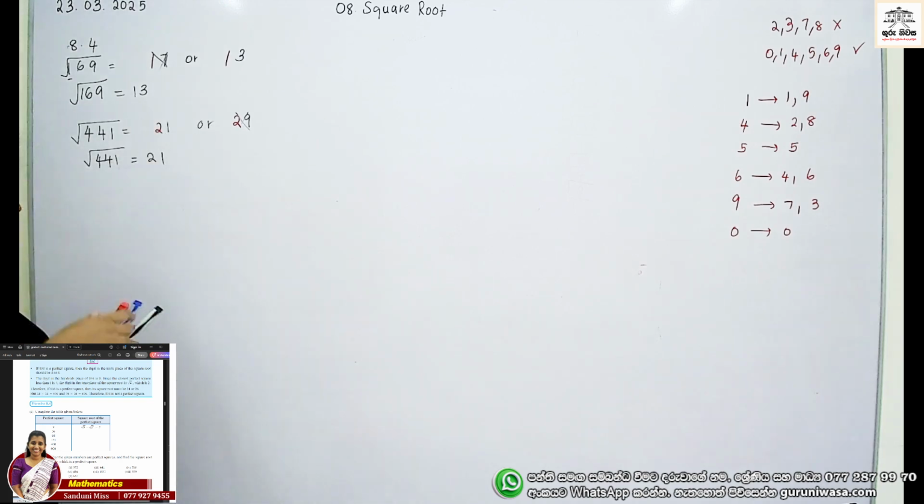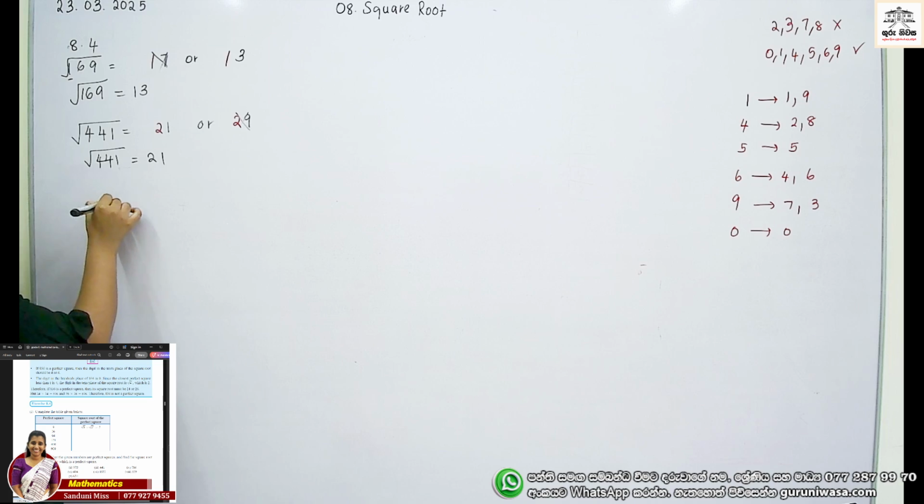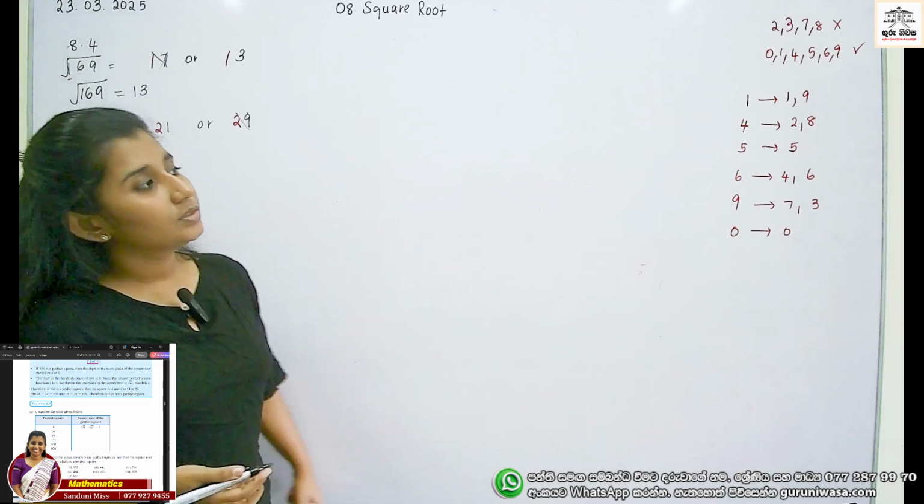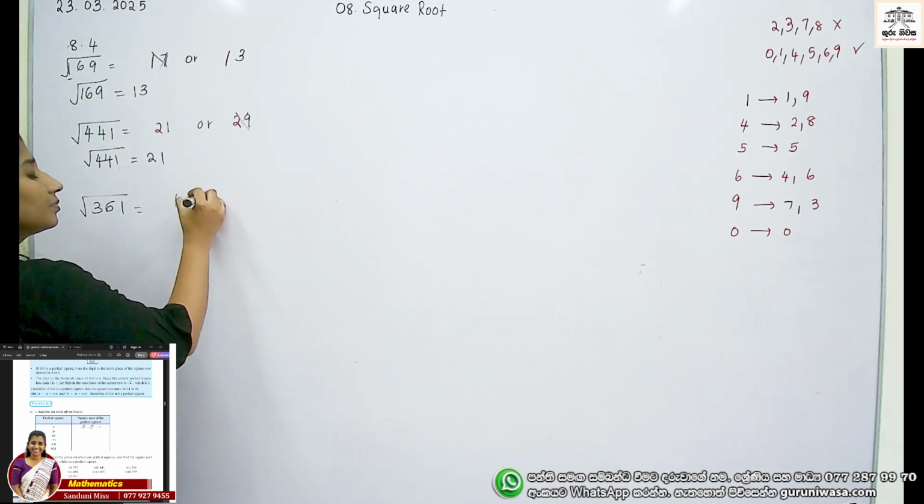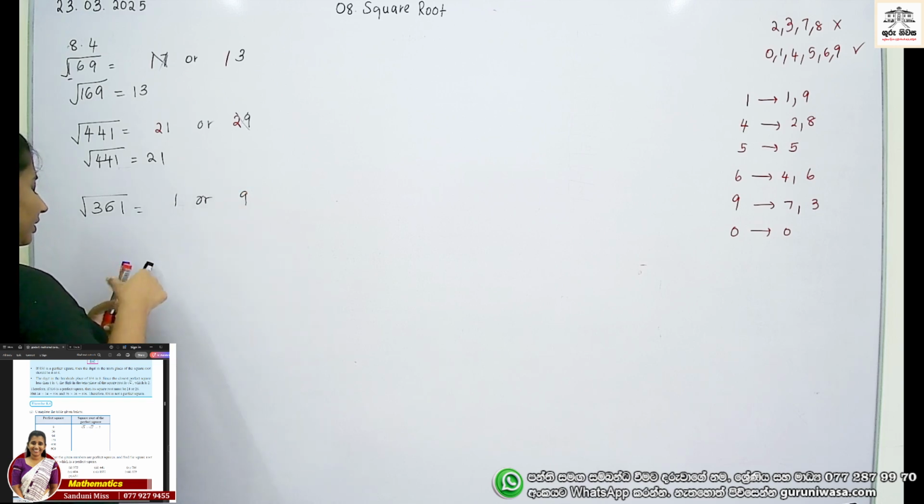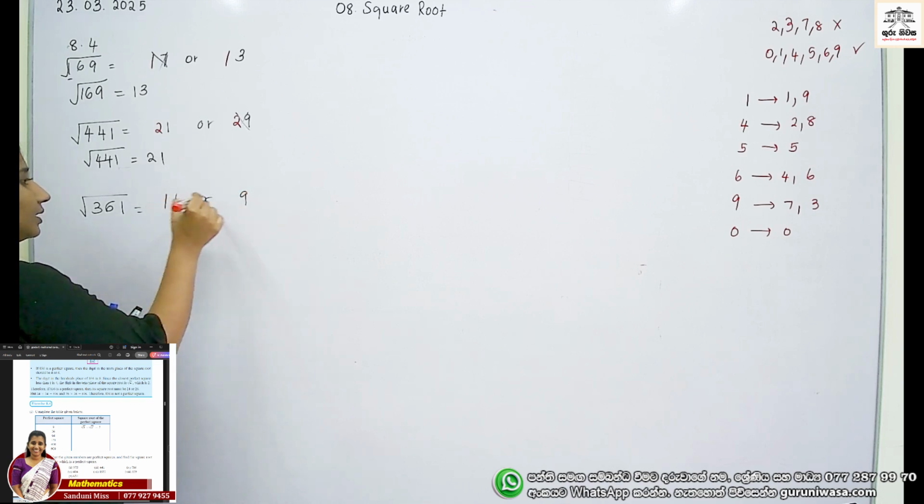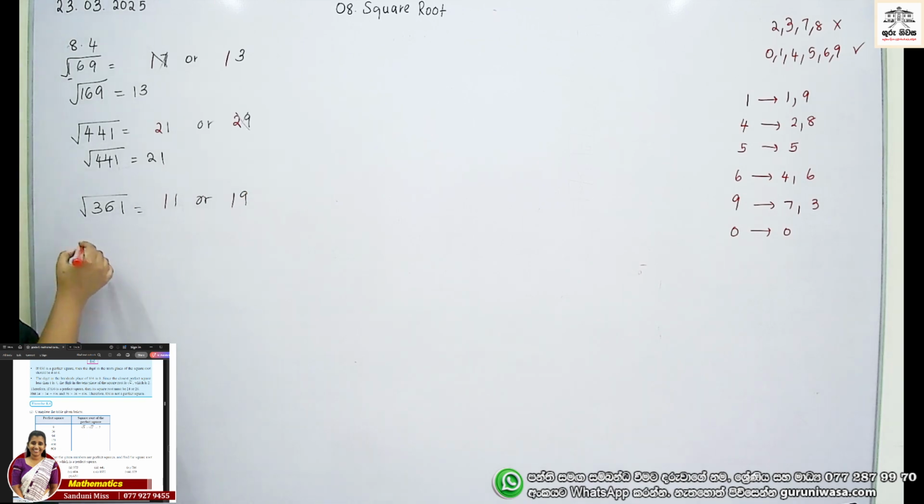361. Ending with 1, you will get 1 or 9. 3, the number less is 1, so either 11 or 19. 11 squared is 121, we know. 19 times 19, 9 times 9 is 81, plus 8 is 9, 1, 1... 361. The answer is 19.